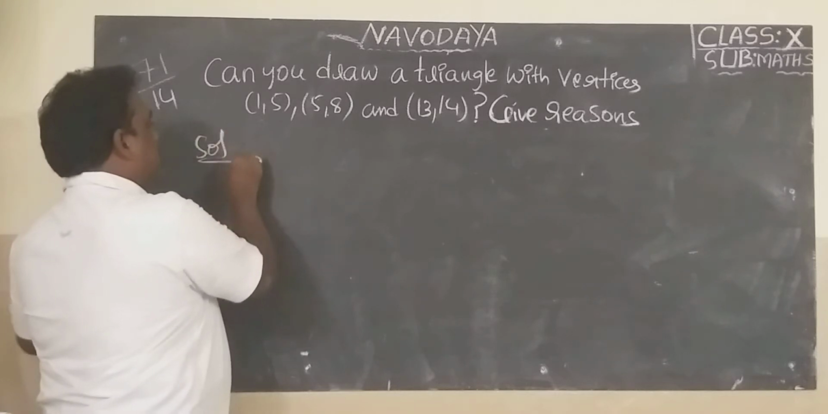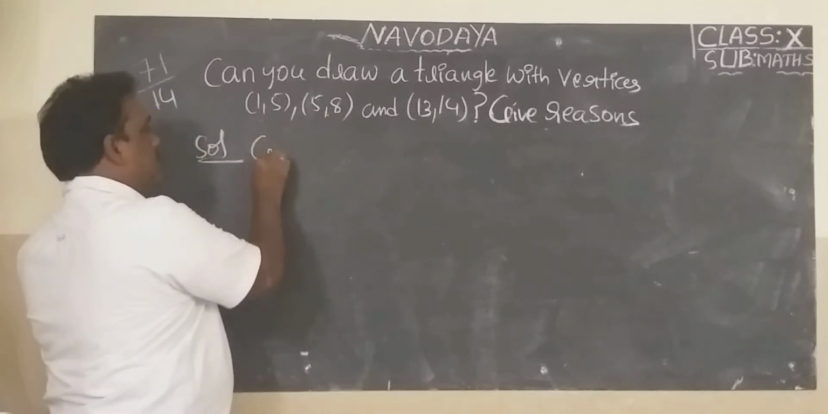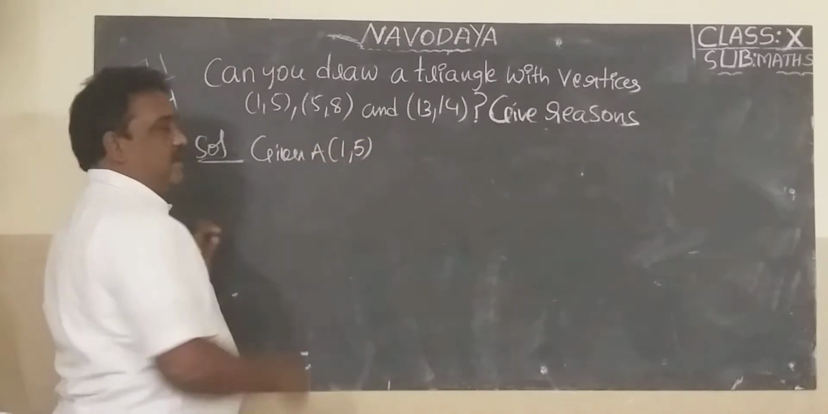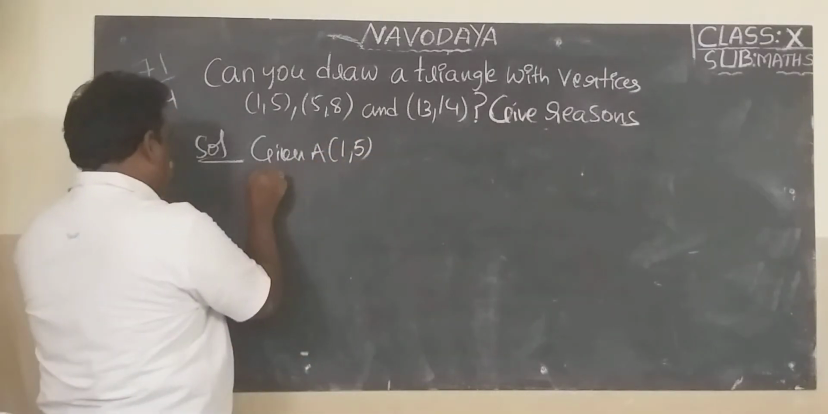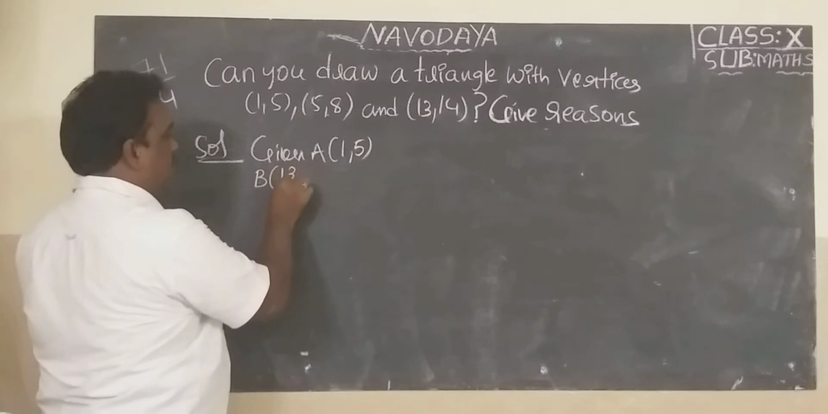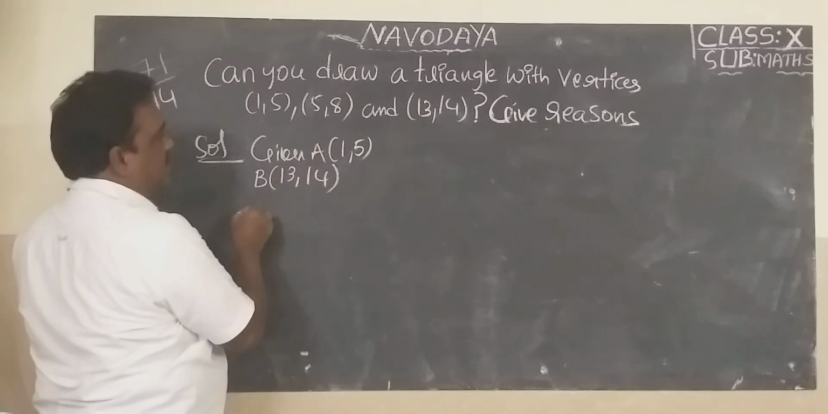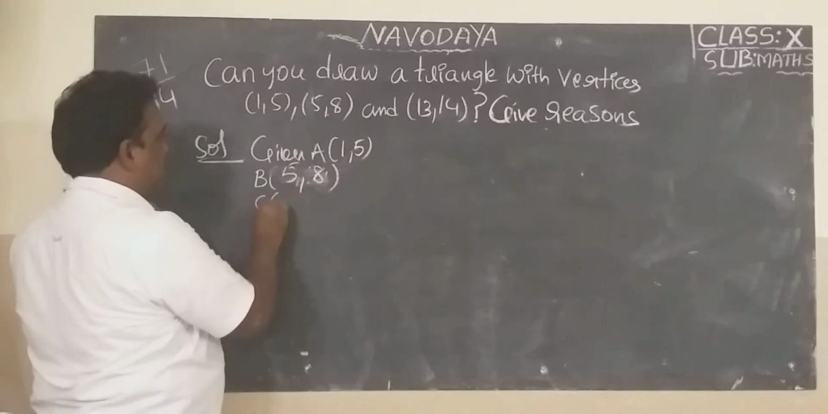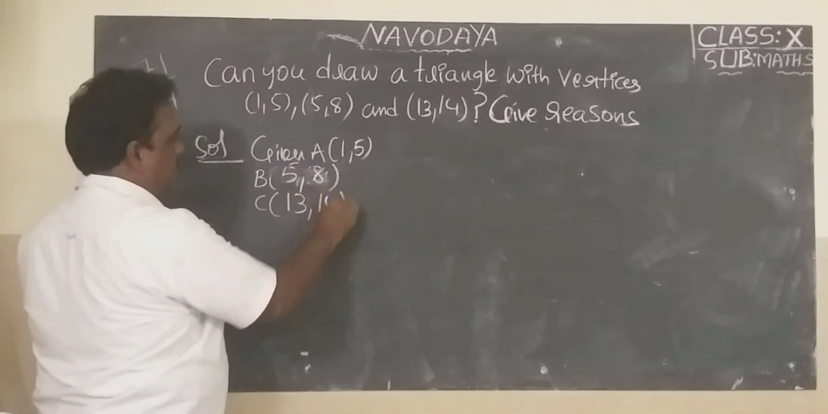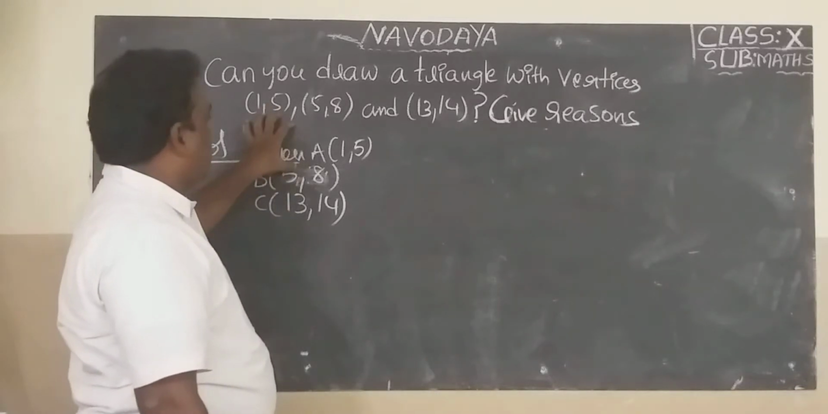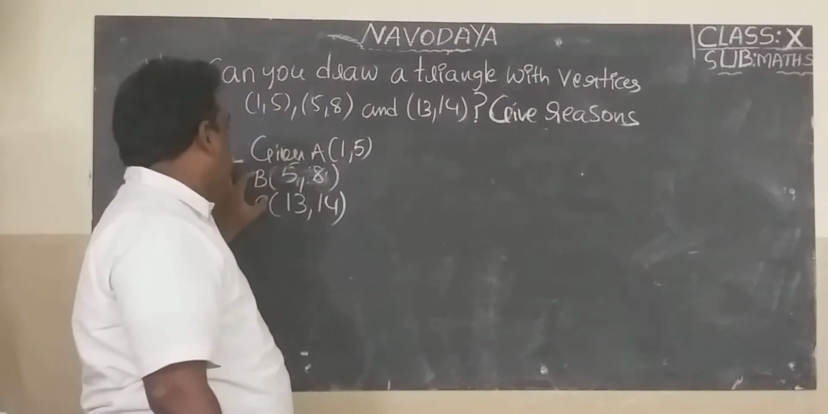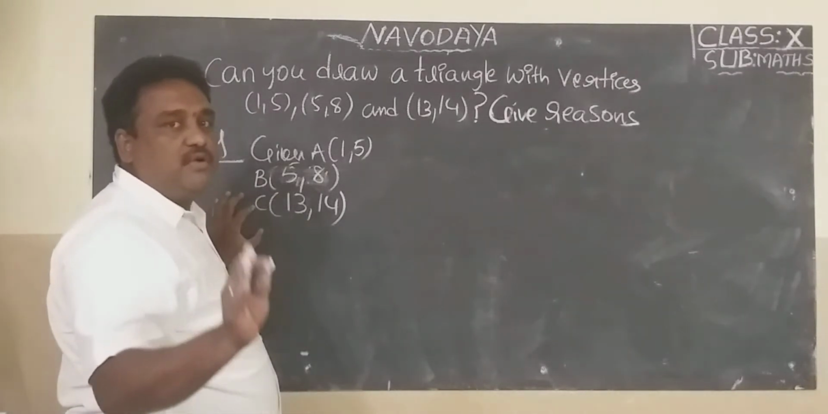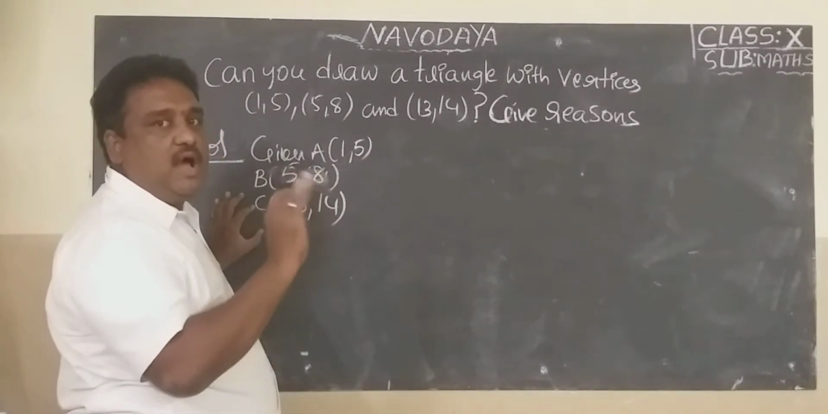So first point. Take the first point as A (1, 5). Take the second point as B (5, 8). Take the third point as C (13, 14). First point A (1, 5), second point B (5, 8), third point C (13, 14). We have to verify whether it is a triangle or not.